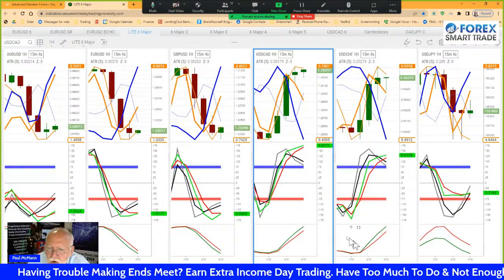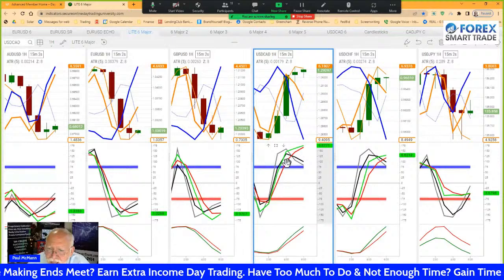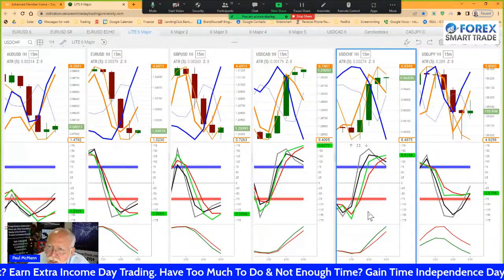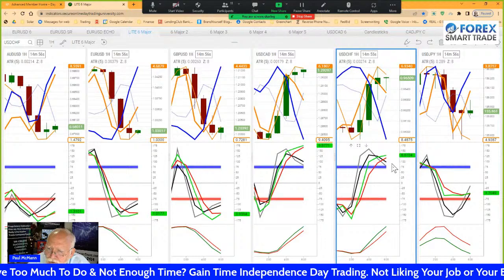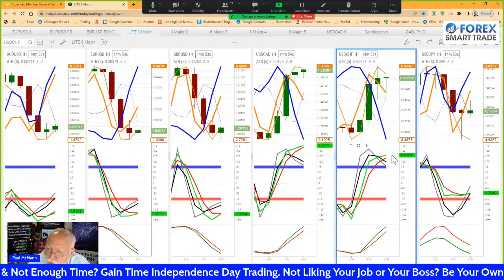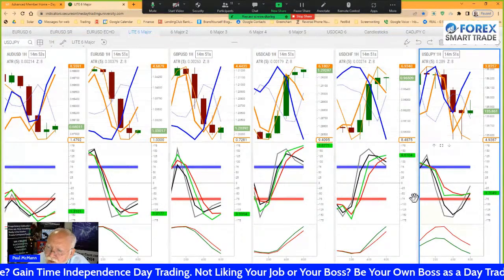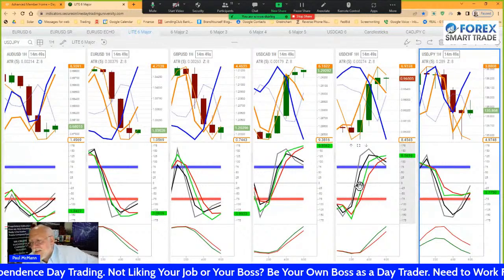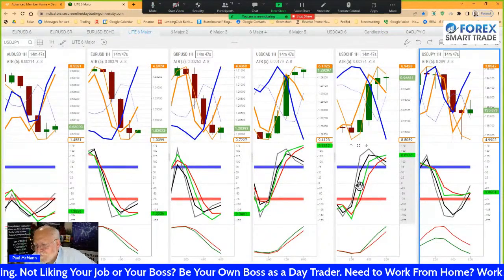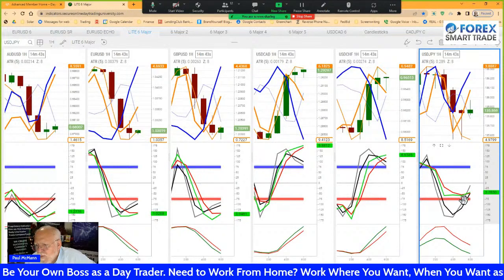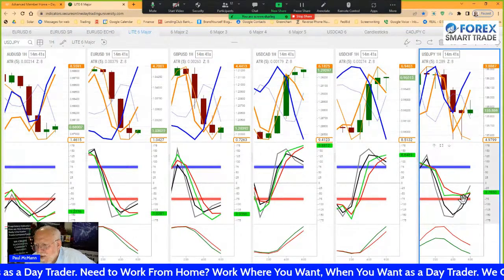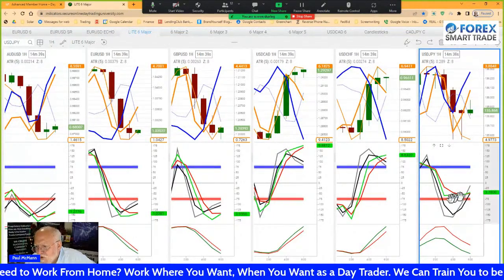US Canadian dollar overbought. Minors are coming down. Majors still going up. US Swiss franc overbought. Minors coming down. Majors starting to roll. And US yen. US yen. We got oversold with the minors. Minors are coming up. Majors have turned.